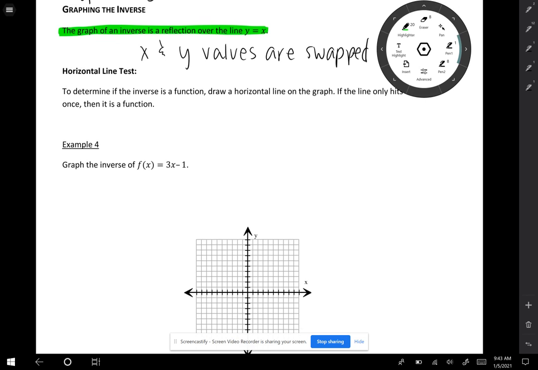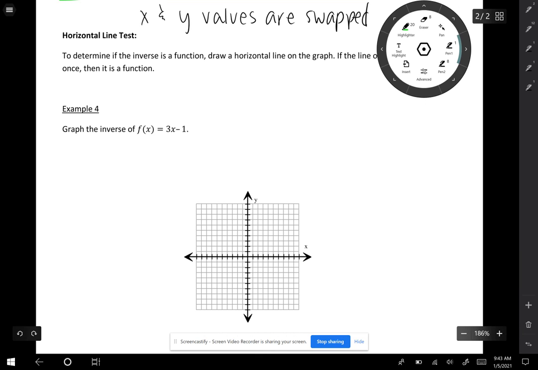Okay, so in example 4, we're going to go ahead and graph the inverse of f of x equals 3x minus 1. So what you can do is you can start by graphing the actual equation they gave you. So for that one, it starts at -1 and your slope is 3.